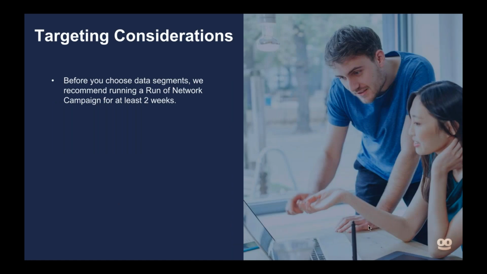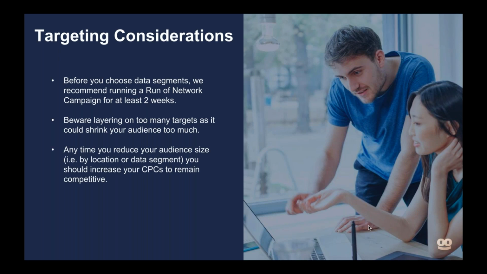A couple of things to note before you choose a data segment. As I mentioned, we recommend running a run of network campaign for at least 2 weeks. This is a campaign that doesn't have any specific audience targeting and also does not have any site-by-site blackouts. Also beware of layering on too many targets, as it could shrink your audience too much. For example, if you decide to target one state with an audience segment and a single platform, you're looking at a very small audience pool. As a result, your CPCs need to increase significantly to remain competitive.